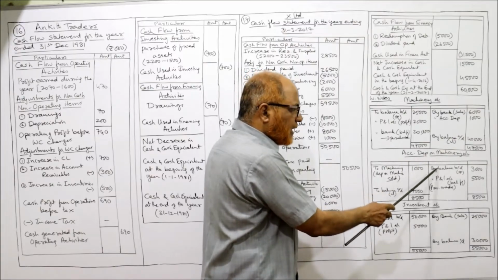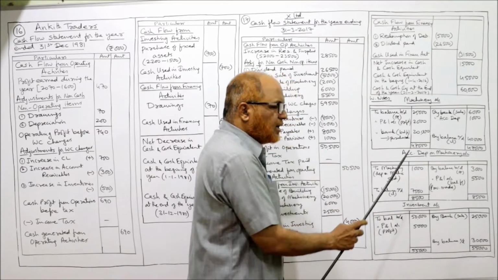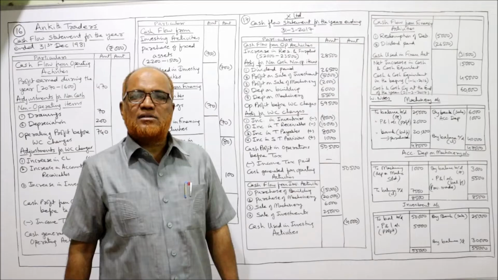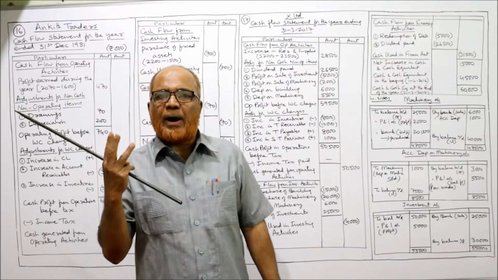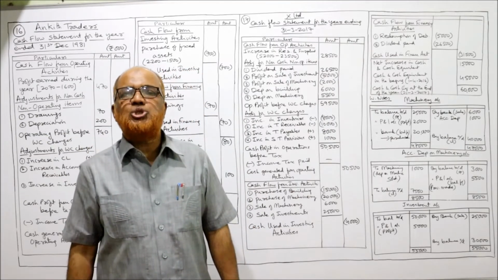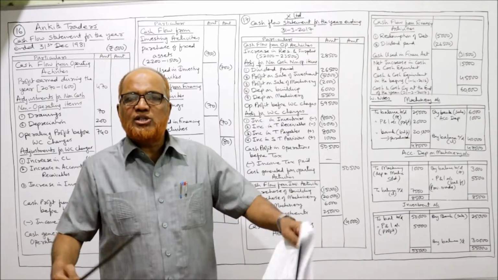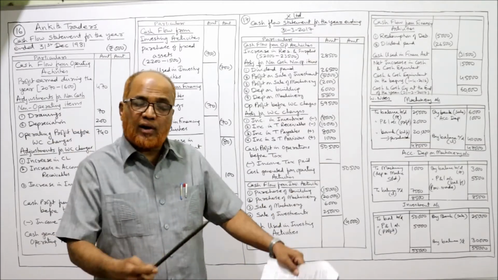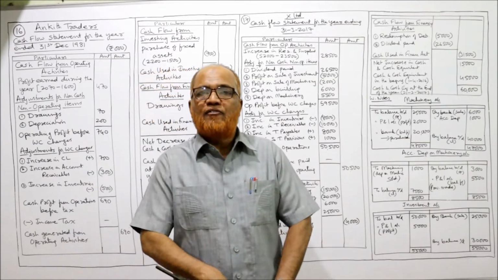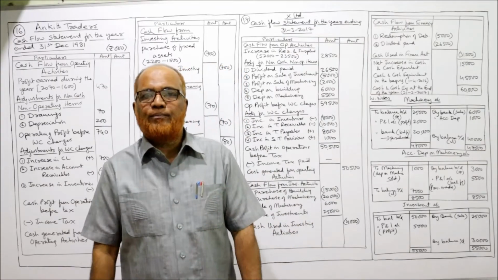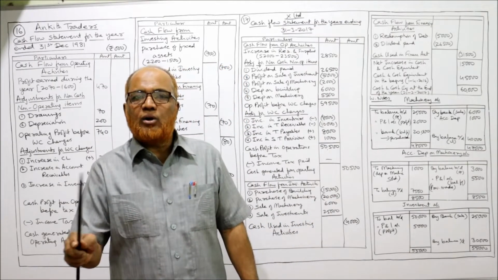Accumulated depreciation, opening on the credit side, closing on the debit side. After this, three entries will be passed whenever a machine is sold. As I already explained in the previous problem, the first entry is the sale proceeds: Bank account debit to machinery account.